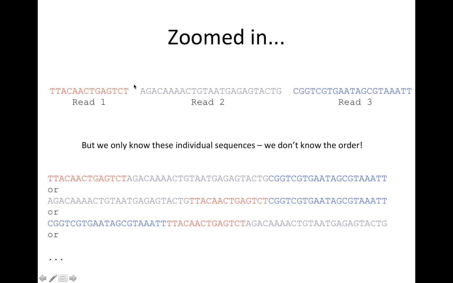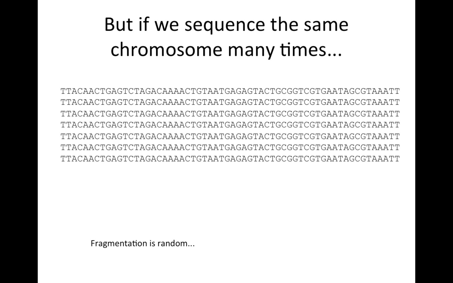So if we color these 3 different sequences, we can recognize that by just having these 3 sequences, we know these 3 short sequences, but we don't know what order they go in. So it could be the red one, and then the purple and the blue, or it could be the purple and then the red and the blue, or whatever. So we need to have some way of ordering these sequences.